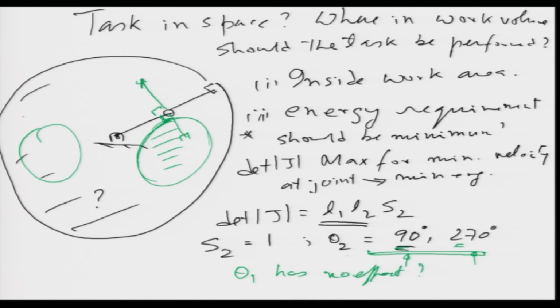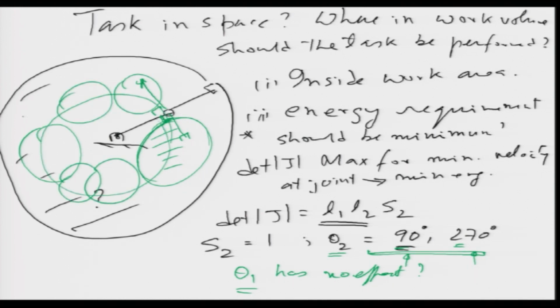So, this only depends on theta 2, it does not depend on theta 1. Okay. So, we can perform the task anywhere here, in these configurations where theta 2 is near 90. So, this full region is the region where basically we are going to perform tasks. And if you look at any industrial robot, or a robot doing pick and place, you will always find that it performs the task such that the joint theta 2 tends to come towards somewhere near 90 degrees.